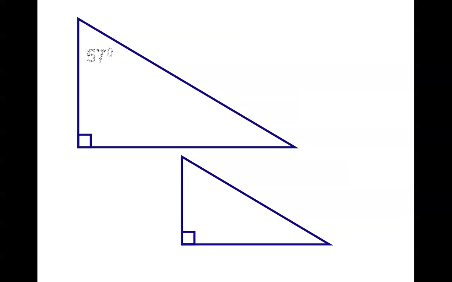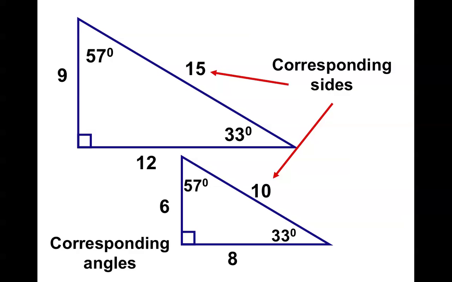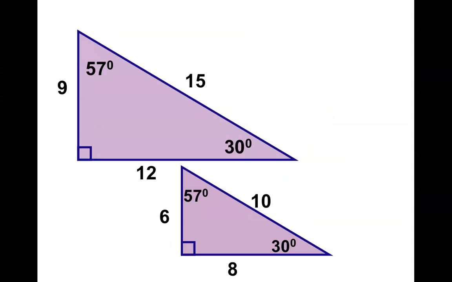Notice here I have a large triangle and a small triangle. They are not congruent because they are not the exact same size. But they are similar because all three angles are the same. And you'll notice that when I put in my sides, all three sides are proportional. Let's see what we mean by that.